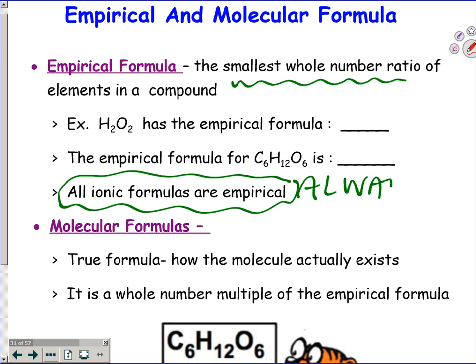But whenever we wrote out, like, let's say dinitrogen tetroxide, write that down for me, dinitrogen tetroxide. What's the formula for that?